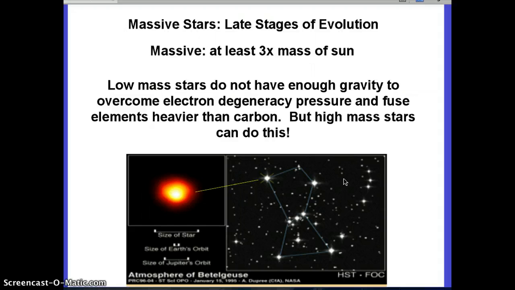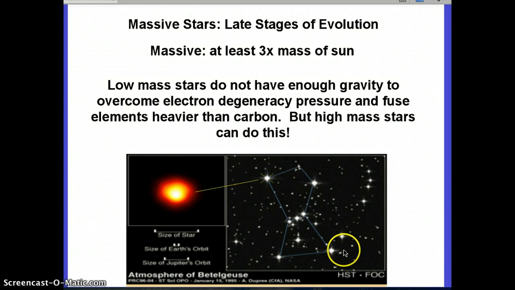Massive stars turn out to be really, really important to us as humans because basically most of the atoms in our body come from massive stars. That's where the atoms were made. When I talk about massive stars, I'm talking about stars whose mass is at least 3 times the mass of the sun. Betelgeuse, which we've talked about before, is an example of that.